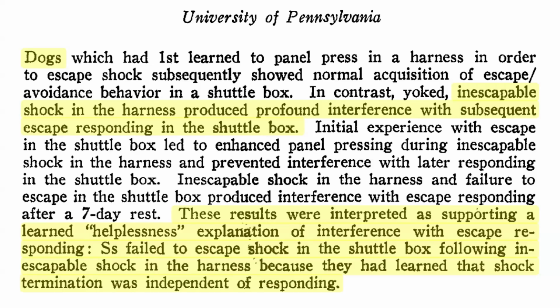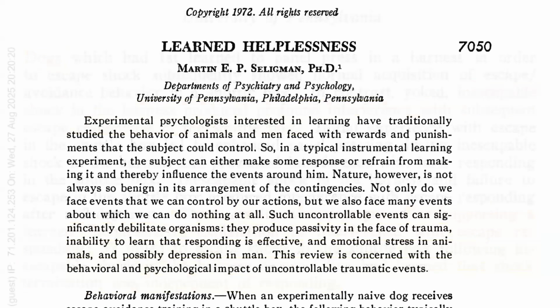So that was 1967. We're going to fast forward to 1972. And Seligman wrote a paper called Learned Helplessness. And he writes, such uncontrollable events, so talking about the previous study, such uncontrollable events can significantly debilitate organisms. They produce passivity in the face of trauma, inability to learn that responding is effective, and emotional stress in animals, and possibly depression in man.